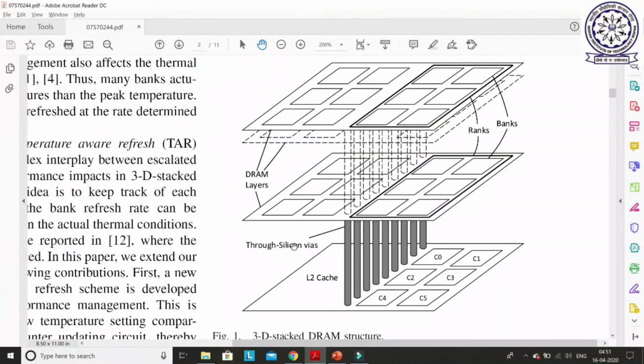But what is the difference between this normal DRAM and the 3D DRAM is, in this type of 3D architecture, the temperature is a major issue. Why? Because for this internal layer, the heat dissipation is very problematic.